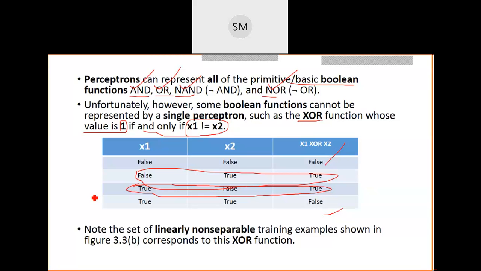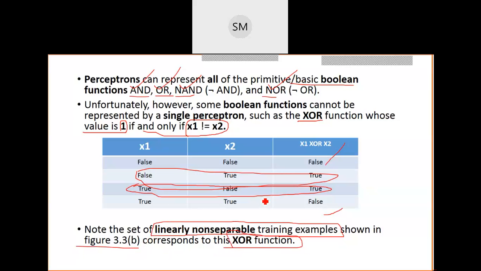So we cannot represent this XOR with the help of this perceptron. There we had one clear idea for a true output of AND or OR. But here, because of the nature of XOR, we cannot represent it with the help of a perceptron. One word I already told you: note that the set of linearly non-separable training examples shown in this figure, Figure 3.3, corresponds to the XOR function.